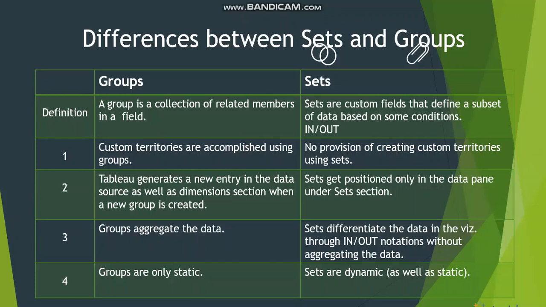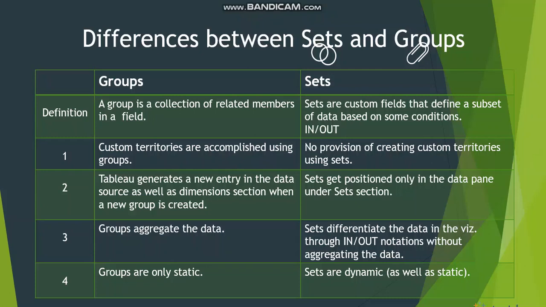A group is a collection of related members in a field. For example, you have a field which constitutes different subject names like Hindi, English, biology, physics, chemistry, and social science. So you can create categories out of those subjects, like you can combine physics, chemistry, biology as science. You can combine Hindi and English as literature. So this will give you a high level perspective of what the field is about.